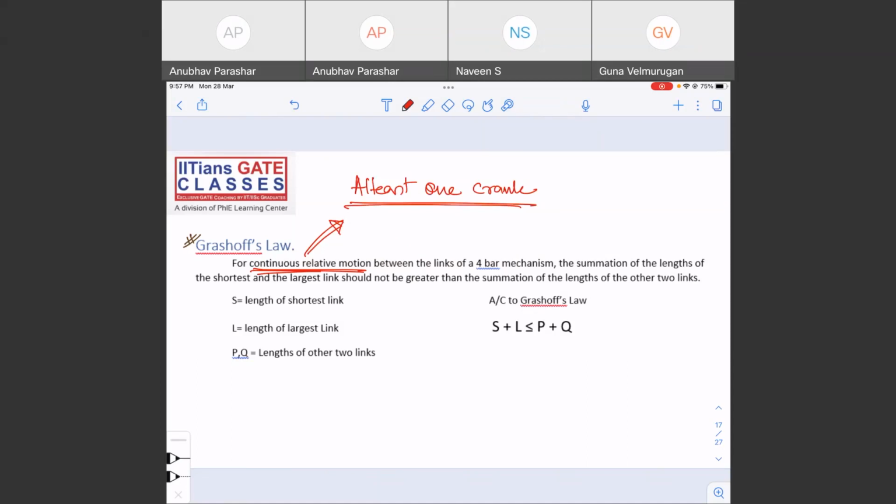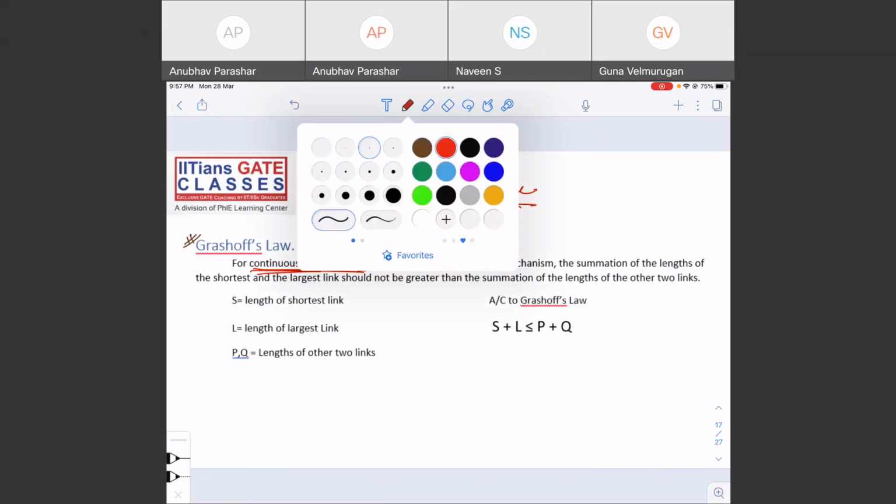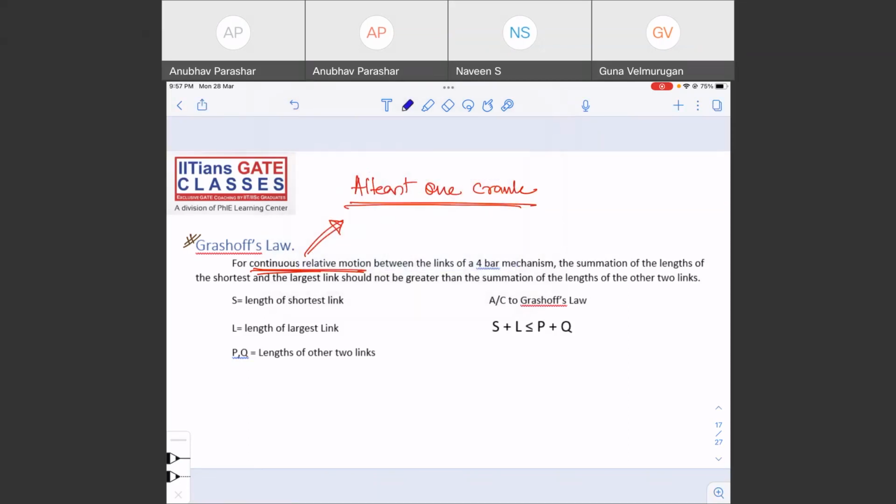If there are two, I don't have any problem. But at least there should be one crank in the 4-bar mechanism, right? So to obtain at least one crank in the 4-bar mechanism, the summation of the length of the shortest and the largest link should not be greater than the summation of the other two links, right?